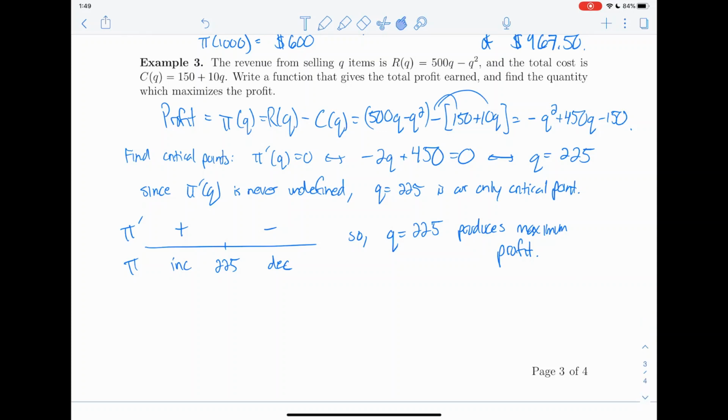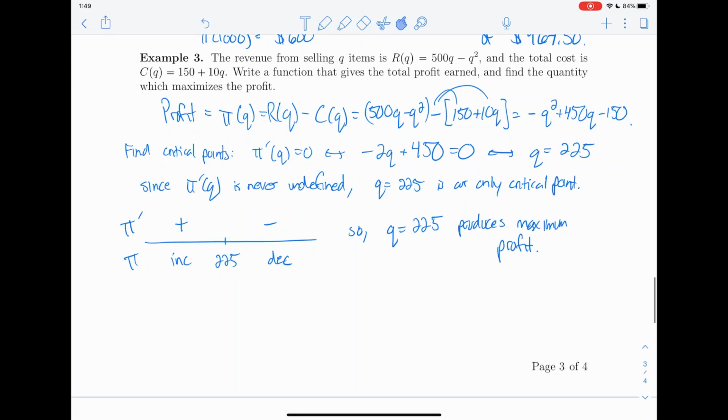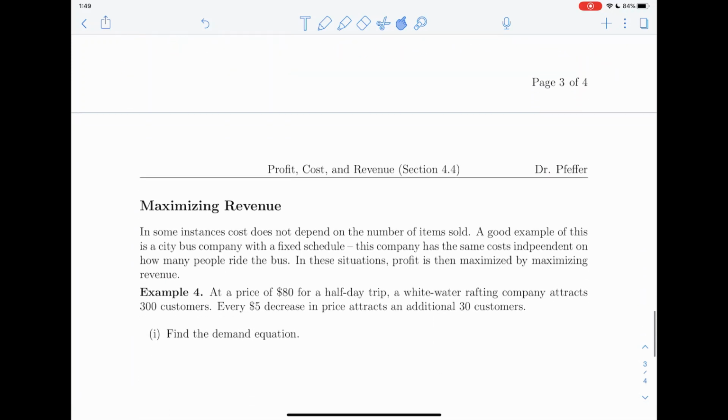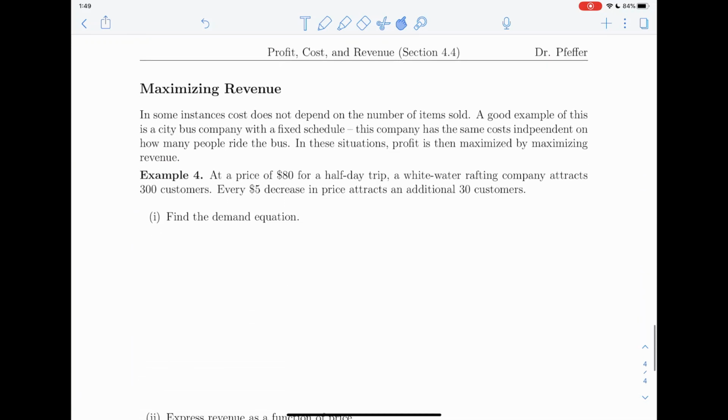Now, the next page is going to encounter a slightly different set of circumstances. In this final section, we encounter maximizing revenue. Now, in some instances, it turns out that how much you make, or rather how much it costs to run your company, does not actually depend on the number of items or the number of quantities made.